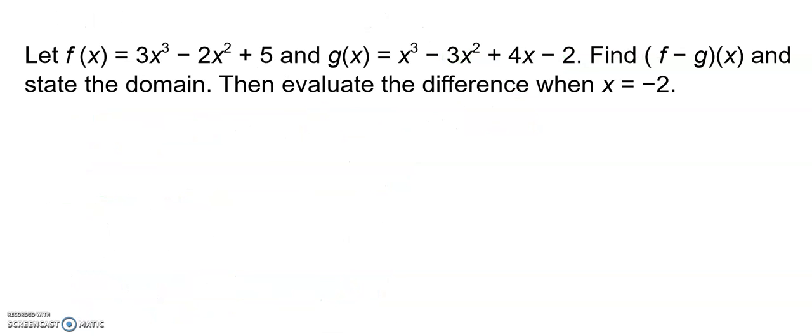All right, now I'm going to let you loose a little bit. I want you to try and do this one. You're doing f minus g of x, where f of x is 3x to the third minus 2x squared plus 5. G of x is x cubed minus 3x squared plus 4x minus 2. You are identifying the domain of this, and you are evaluating the difference when x equals negative 2. You can do this. Pause the video, unpause when you're ready to check.